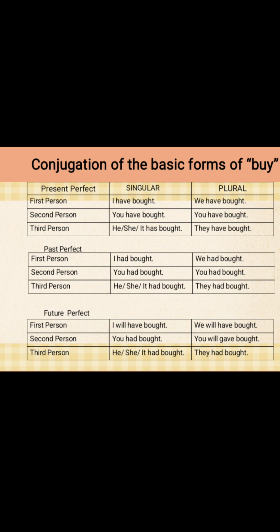So we move on to future perfect. So future perfect in the first person, I will have bought, you will have bought, he, she, it will have bought, and plural, we will have bought, you will have bought, they will have bought. So future perfect is an action that will be finished before a certain future time. So we use here the will have and the past participle.